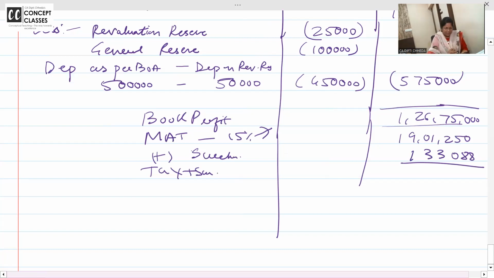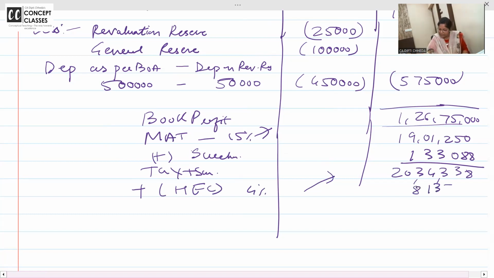कितना आ रहा है tax plus surcharge? 19,01,250. 20,34,338. Correct. And on tax plus surcharge both add health and education cess, that is 4%. 81,374. So what is your MAT payable? We don't know if this is correct or not, but the full MAT payable.